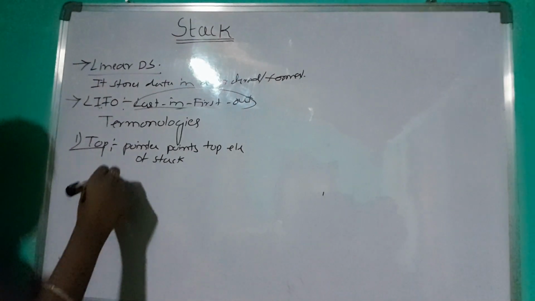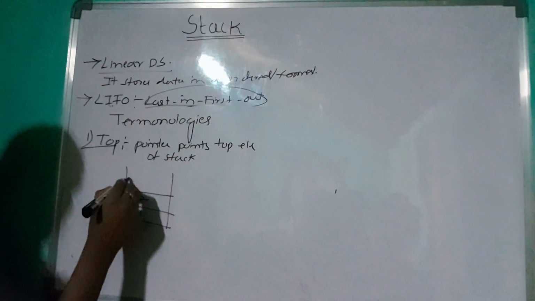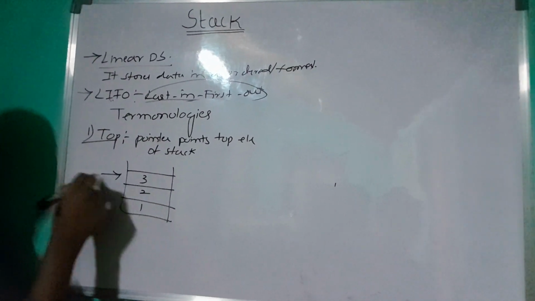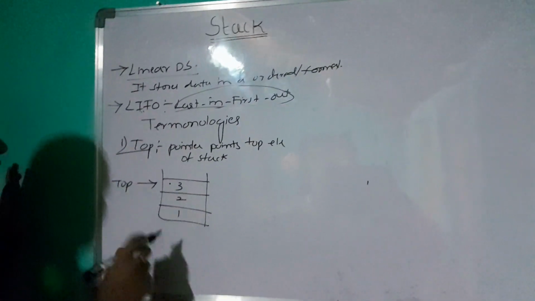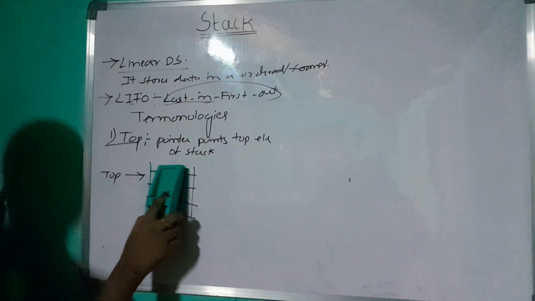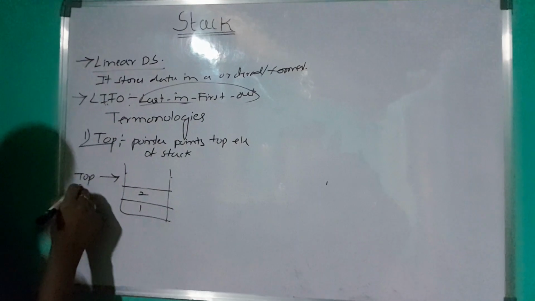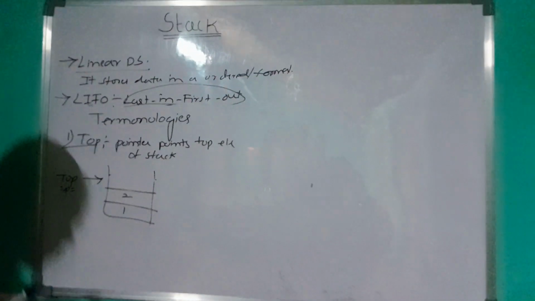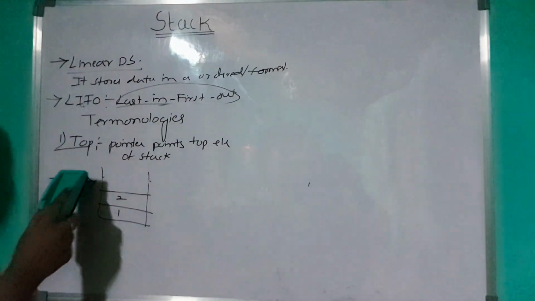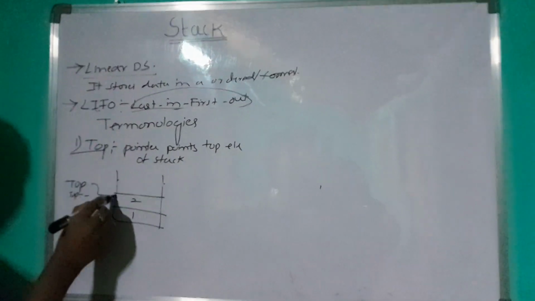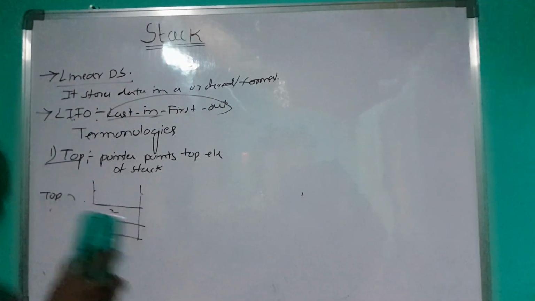I will give an example. This is a stack. It contains some elements. Top points to this element because this is the topmost element of the stack. For example, if 3 gets removed or deleted from the stack, then top decrements, and top points to 2. So that is about top.